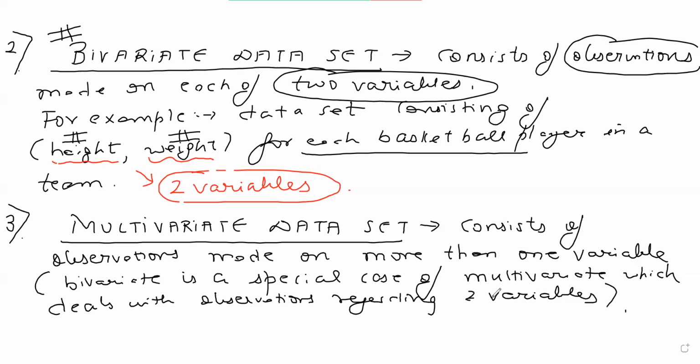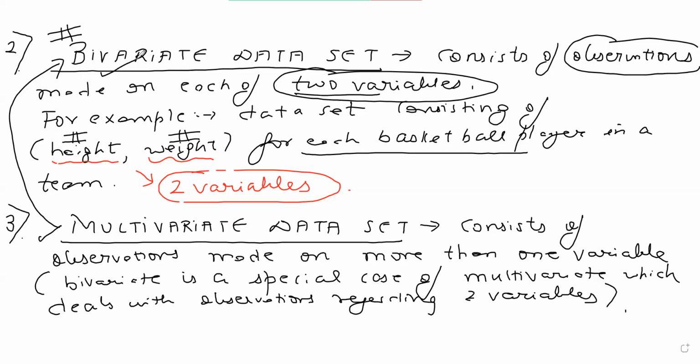That means, guys, when we talk about multivariate data set, multivariate automatically includes bivariate as well. That means if I sum up, when you are dealing with observations regarding one variable, that's univariate. When you are dealing with observations regarding two or more than two variables, that's multivariate. But exactly if you're dealing with only two variables, that's bivariate. So bivariate is one special case of multivariate data. Okay, so I hope that students have understood this.